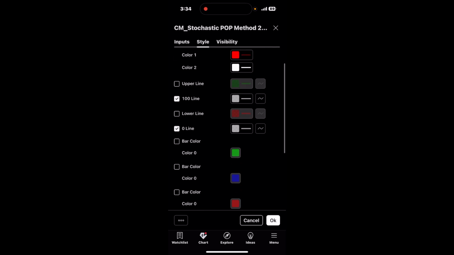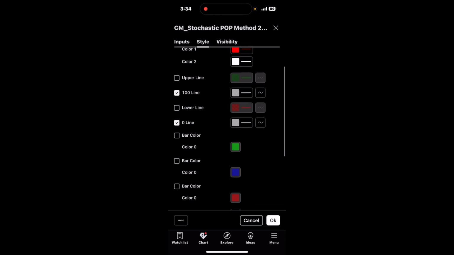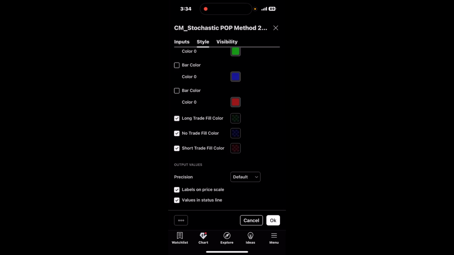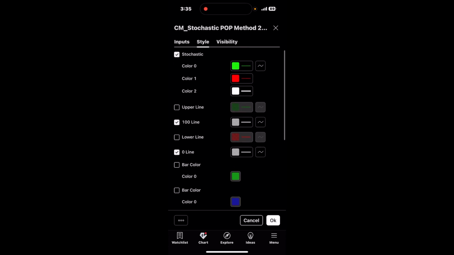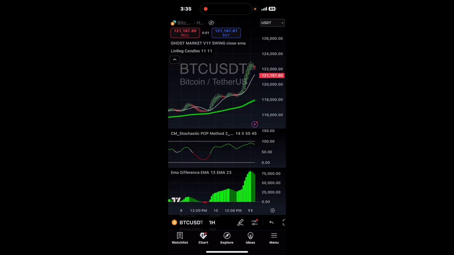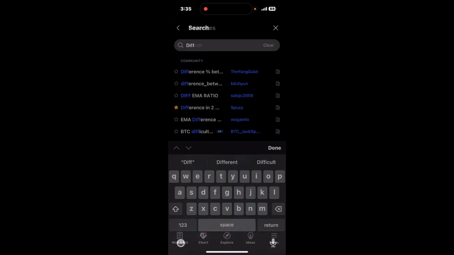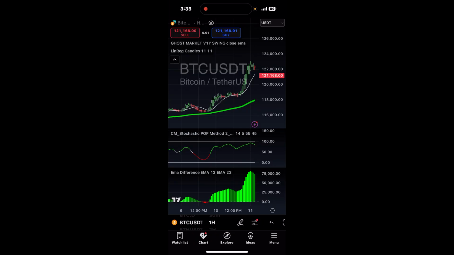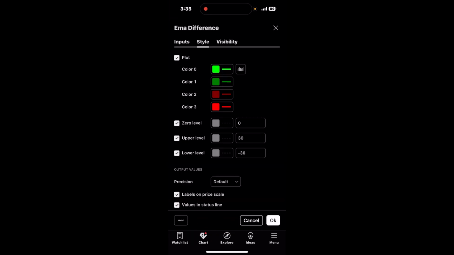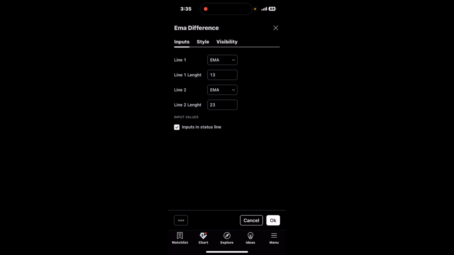You don't want any really dark color there. And then you want to check off upper line, lower line, and then you also want to check off all these. You want to check off the filler, all that. You want to check that off, and you'll be left with how it looks up here. Now this other one down here at the bottom is just optional. This is just further confirmation for trades. This is the difference of two moving averages basically, and I just have it set to 13 and 23.